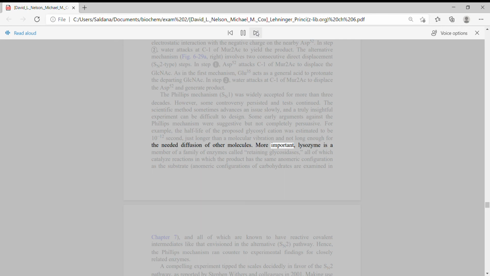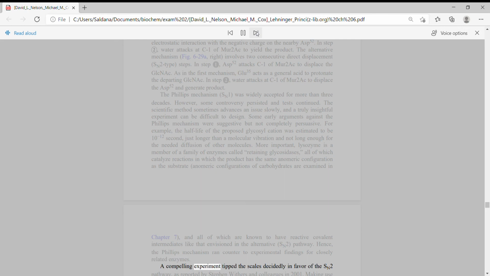More important, lysozyme is a member of a family of enzymes called retaining glycosidases, all of which catalyze reactions in which the product has the same anomeric configuration as the substrate. Anomeric configurations of carbohydrates are examined in Chapter 7, and all of these enzymes are known to have reactive covalent intermediates like that envisioned in the alternative SN2 pathway. Hence, the Phillips mechanism ran counter to experimental findings for closely related enzymes.